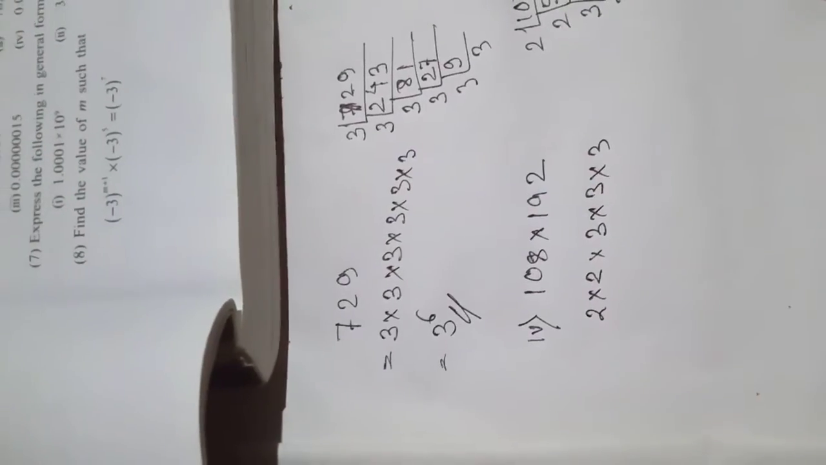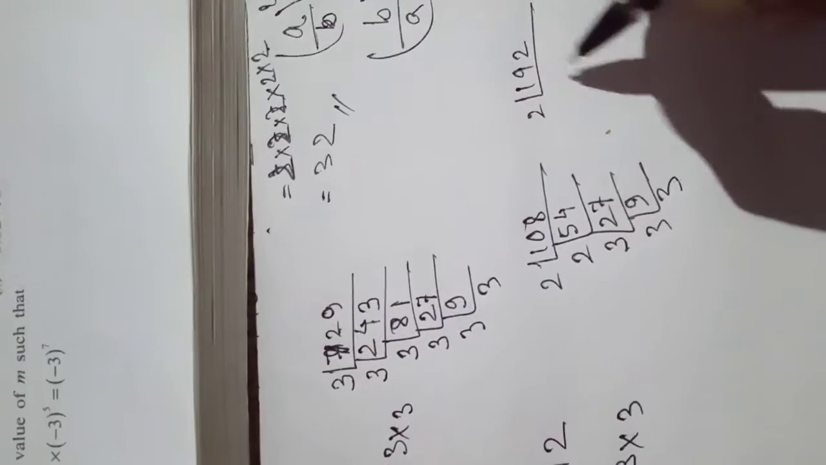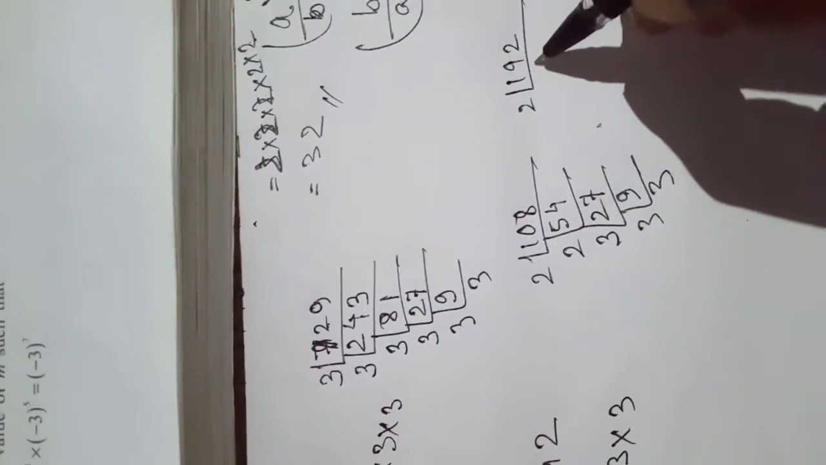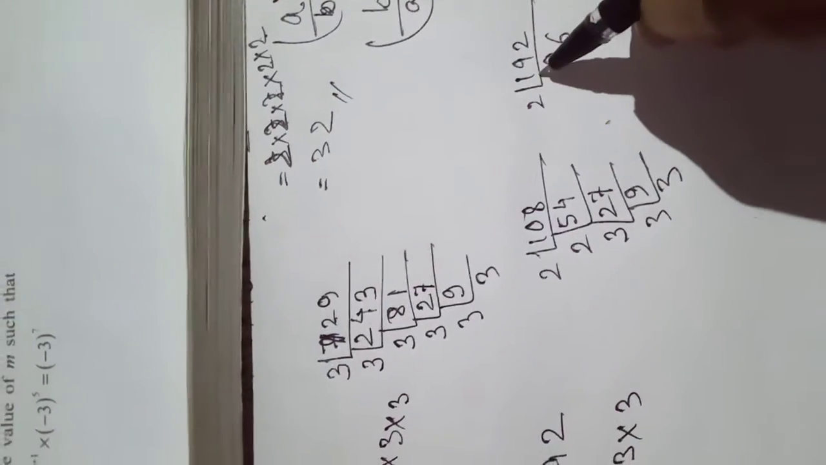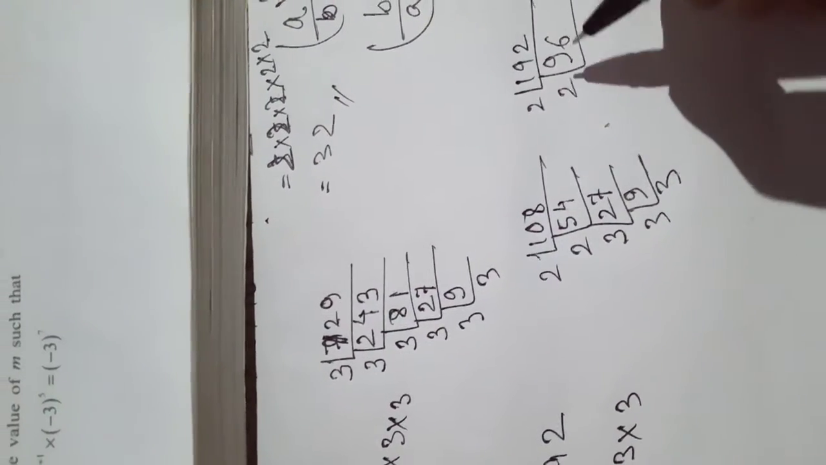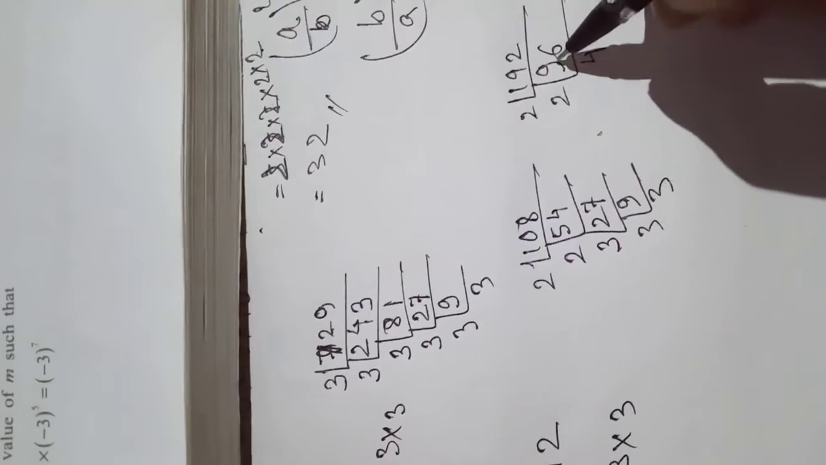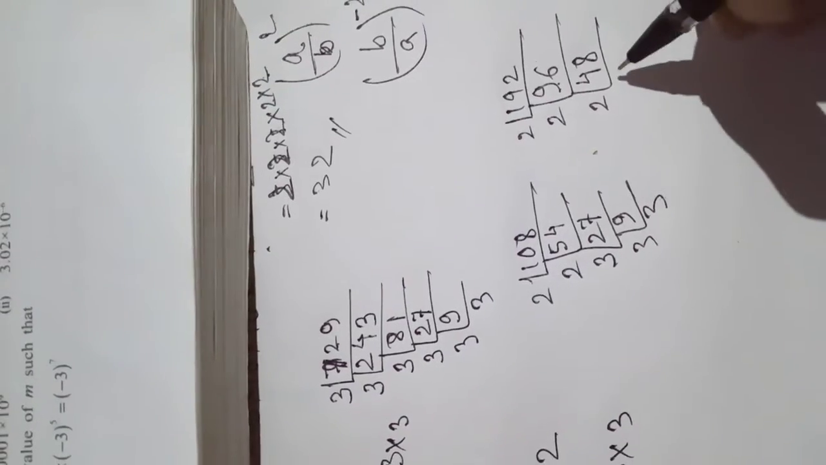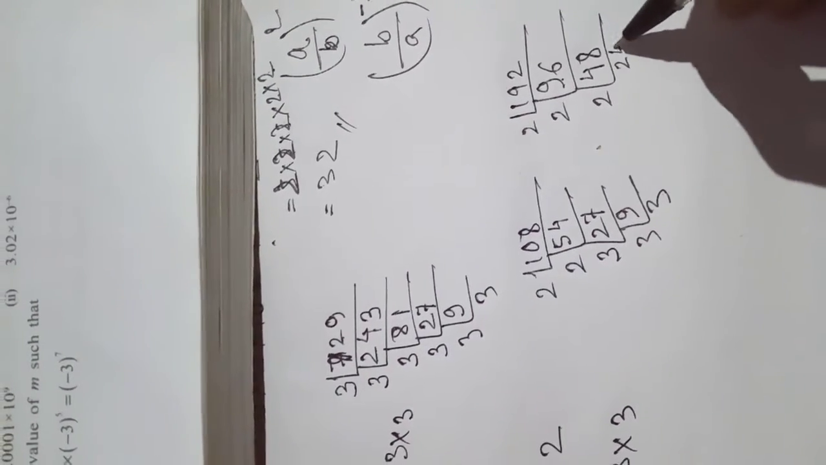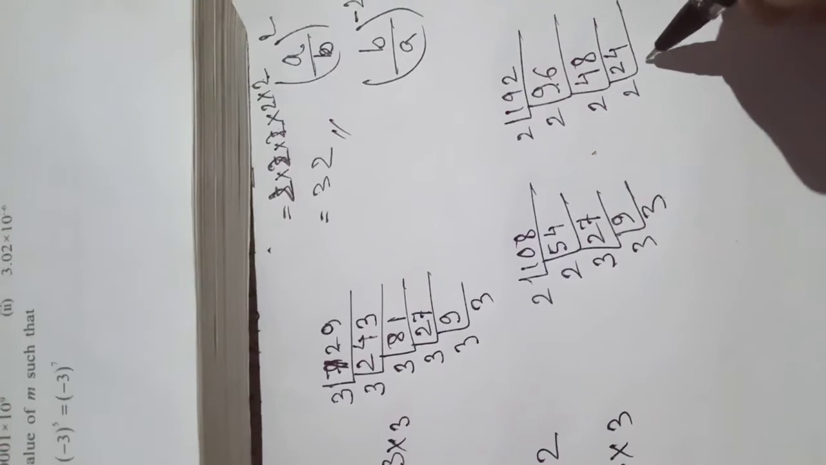Then 192. Then see 192. This is divisible by 2. 2 nines are 18. Then 1 is left, 12. 2 sixes are 12. Then again it is divisible by 2. 2 fours are 8. Then 1 is left, it will become 16. 2 eights are 16. And then again it is divisible by 2. 2 twos are 4. 2 fours are 8. Again this is divisible by 2. 2 ones are 2.